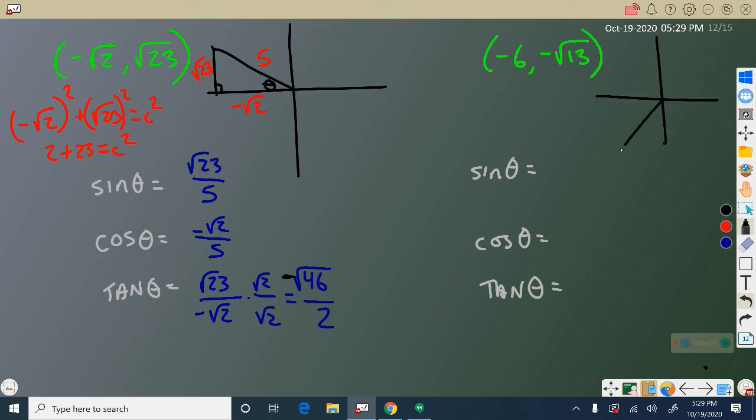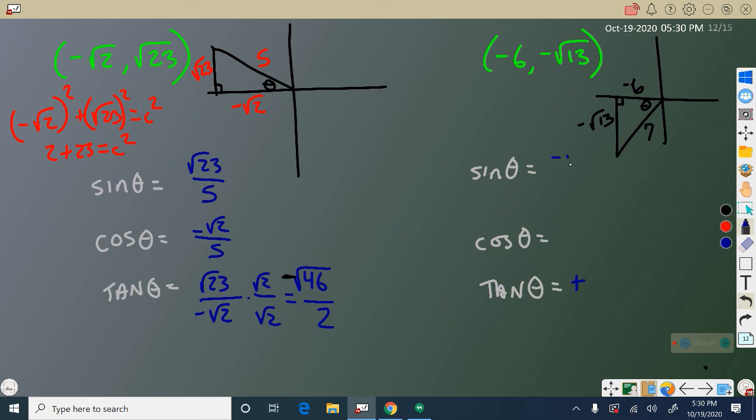You should have drawn something here in quadrant 3 because both x and y are negative. Your x value of -6, your y value of -√13. When you did the Pythagorean theorem, you should have gotten your hypotenuse was 7. So as you work through these answers, I might even say ahead of time, let's make sure tangent should be the only thing that's positive here in my answer because I'm in quadrant 3.